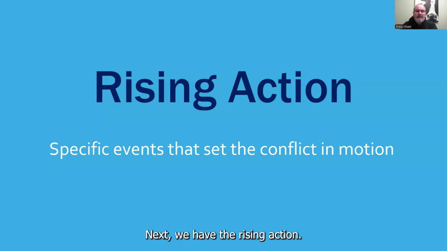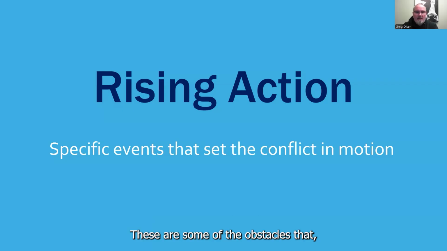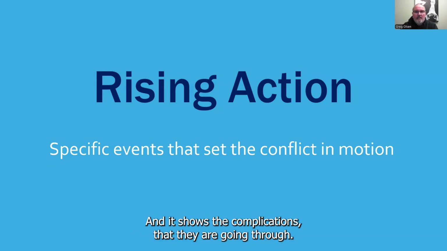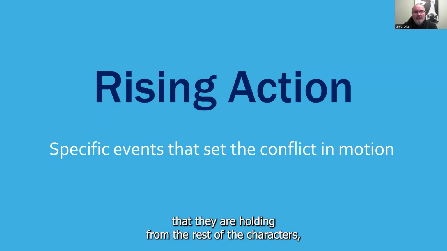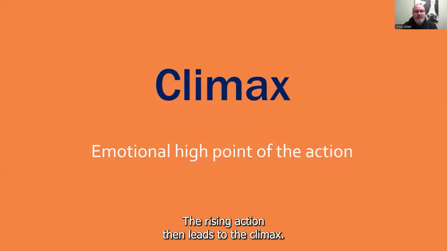Next, we have the rising action. So these are things that set that conflict in motion. These are some of the obstacles that a character or a few characters are experiencing throughout the story, and it shows the complications that they are going through. Sometimes the rising action might be a secret that they are holding from the rest of the characters, and it causes problems because of that secret. This is going to be that rising action. The rising action then leads to the climax.